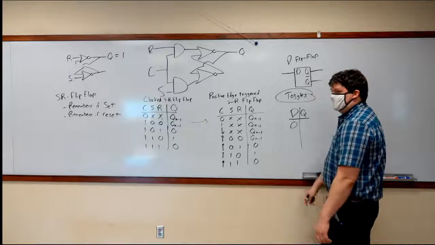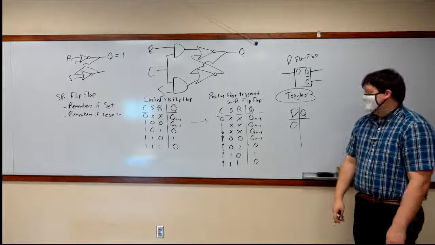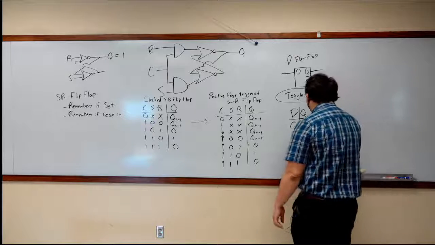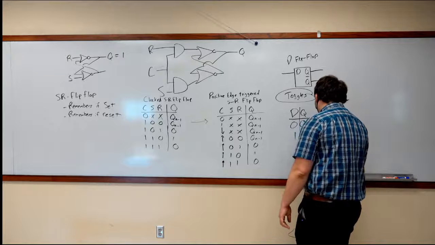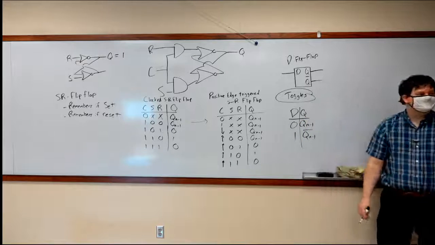If D is 0, because we only have two options here, if D is 0, Q equals Q n minus 1. If D is 1, Q is equal to the opposite of what it was. That's it.